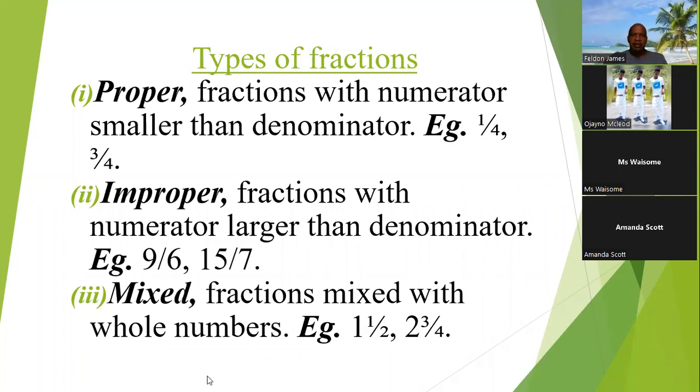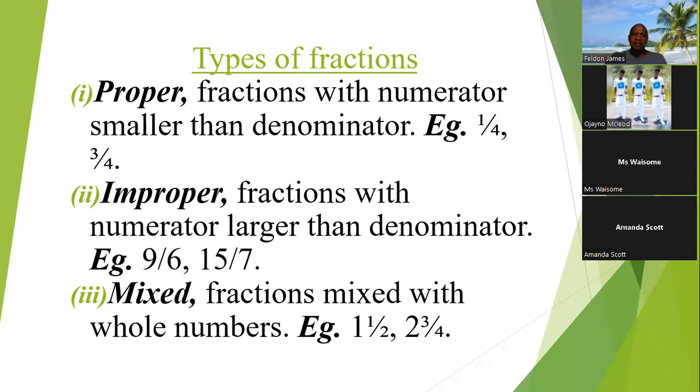So as I was saying earlier on, the different types of fraction that we have are proper, improper, and mixed. Now we call a fraction proper when the numerator is smaller than the denominator. And the reason why that is proper is because the definition of a fraction is a part of a whole, and so we should clearly be able to take out some amount of parts out of a whole.